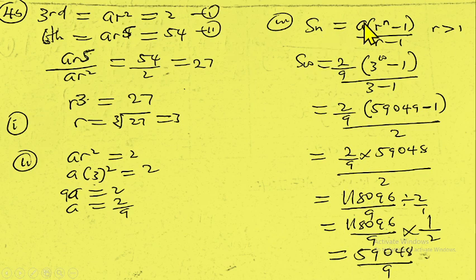So we have the sum of terms equals a into r raised to power n minus 1 over r minus 1, where r is greater than 1, because our r here is 3. So the sum of 10 is equal to the first term a, which is 2 over 9, into r, which is 3, raised to power 10, because you are summing 10 terms, minus 1, over 3 minus 1. So you have 2 over 9 into 3 raised to the power 10, which is 59049, minus 1, over 3 minus 1, which here is 2.